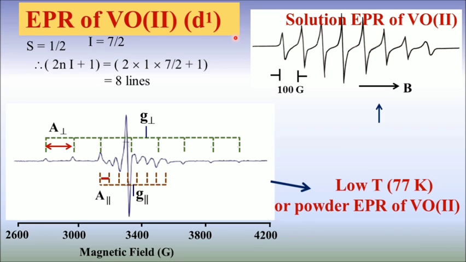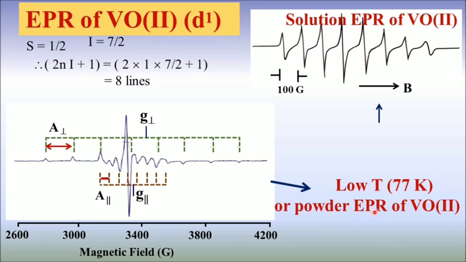EPR spectra of vanadium ion, a d1 species. The I value for vanadium is 7/2. Therefore, the unpaired electron couples with the vanadium nucleus to give 8 lines. The solution EPR of vanadium at room temperature gives 8 lines as shown here. At low temperature, the same solution gives a tetragonal complex. Therefore, you will get g parallel, g perpendicular, similar to the copper complex, and A parallel, A perpendicular.